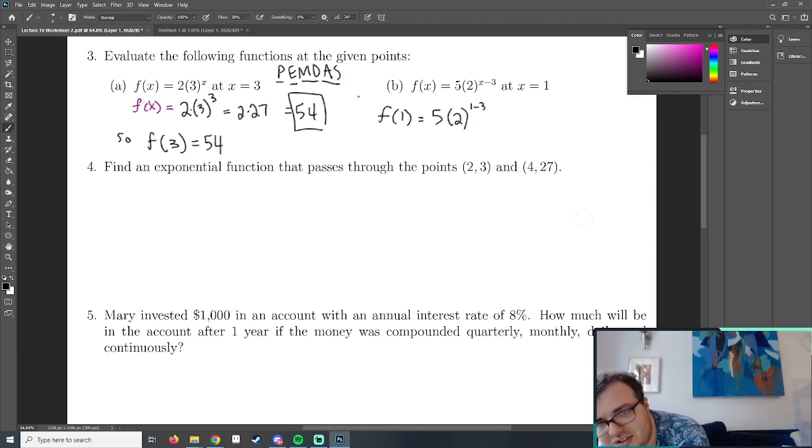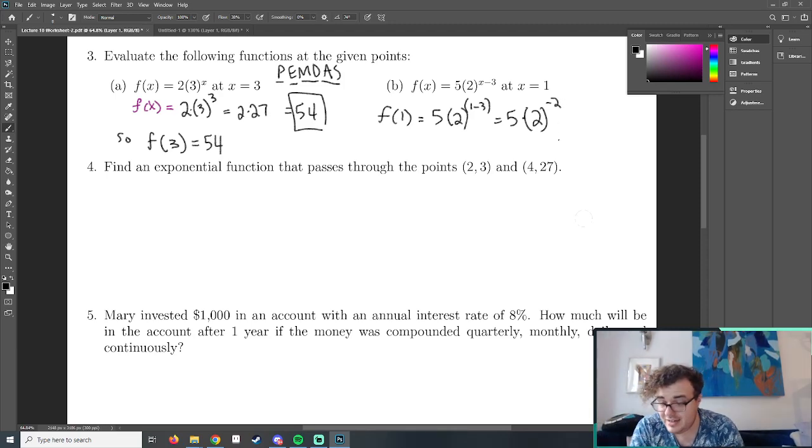Now, order of operations, you might think to try and evaluate 2 to the 1 minus 3 first, but think of this like a set of parentheses in here. You should evaluate what 1 minus 3 is first. So this is 5 times 2 to the negative 2 power.